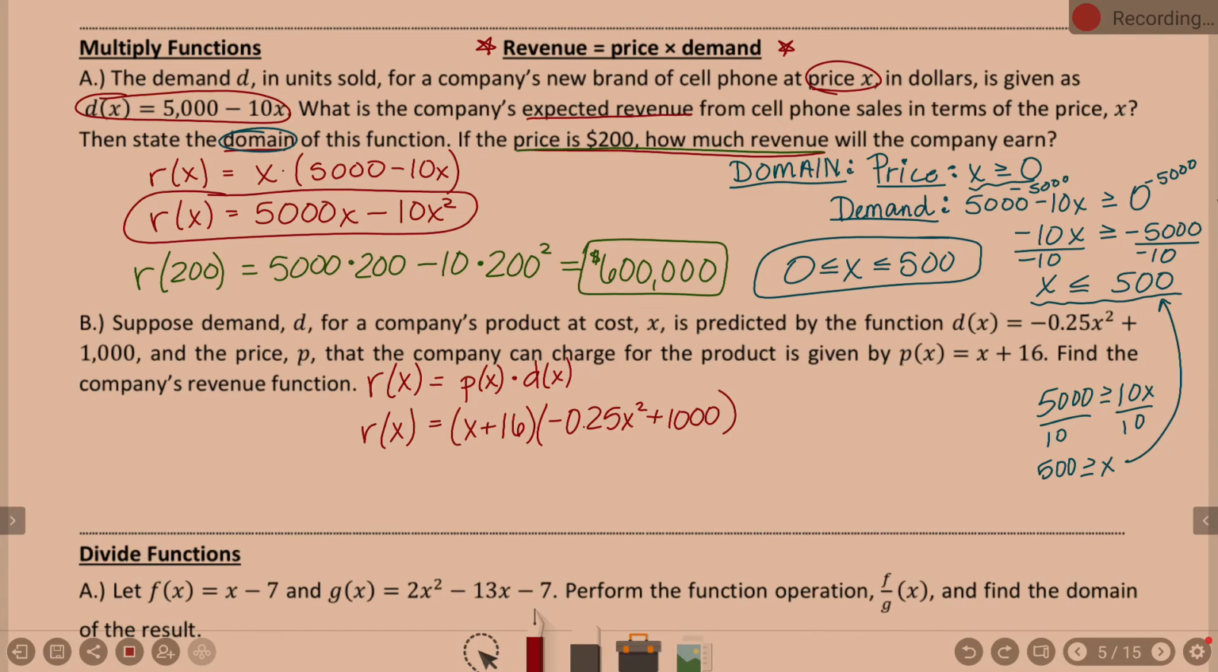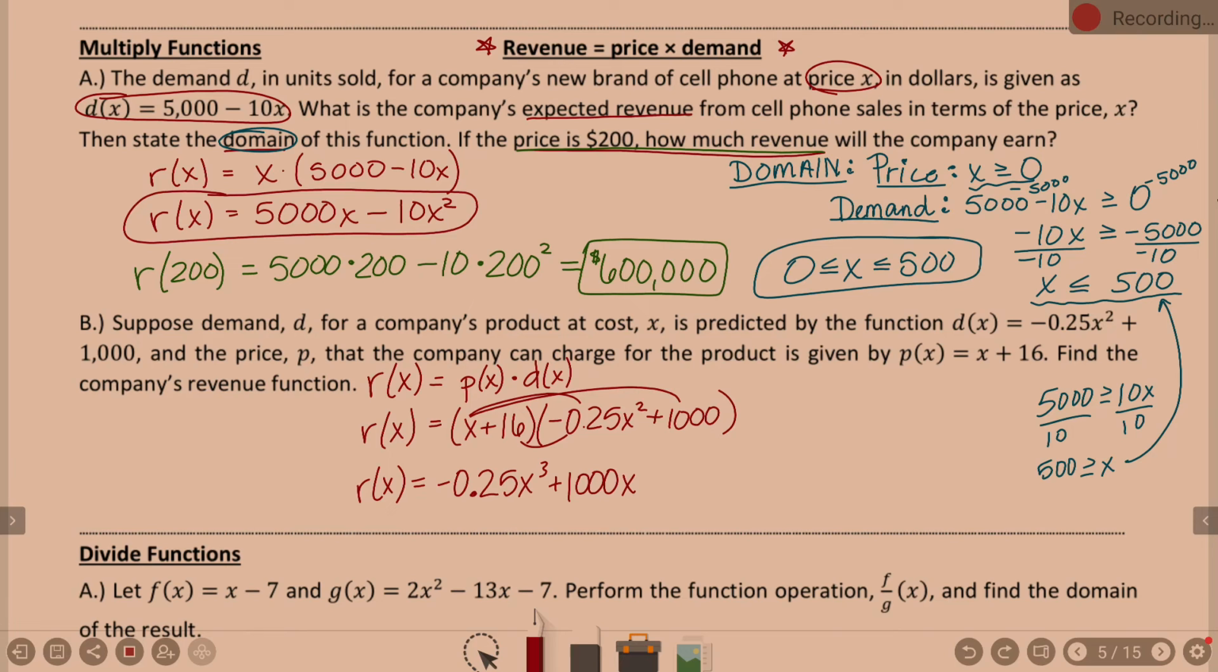How do we clean this up? Distribute, multiply, FOIL. And actually, considering the whole point of this is multiplying, they're probably not going to let you leave it like this now that I think about it. So, X times negative 2500 X squared is going to be negative 2500 X cubed. X times 1000 is 1000x, then distribute the 16.